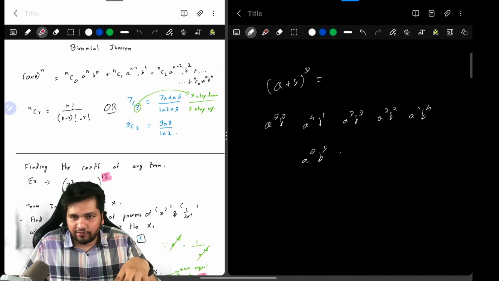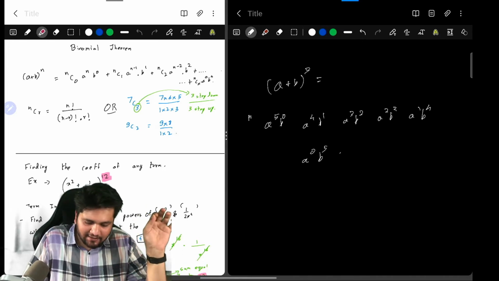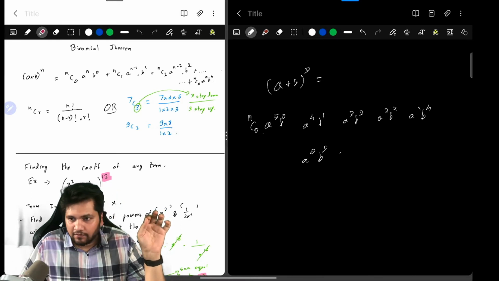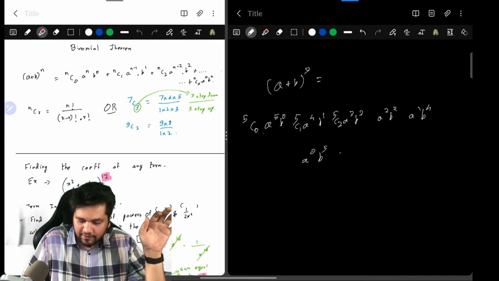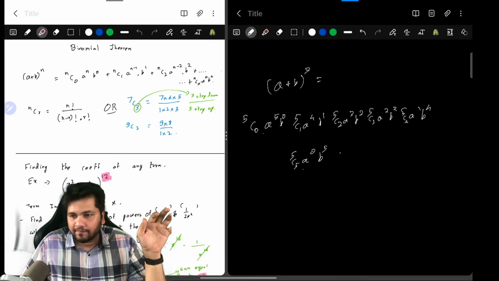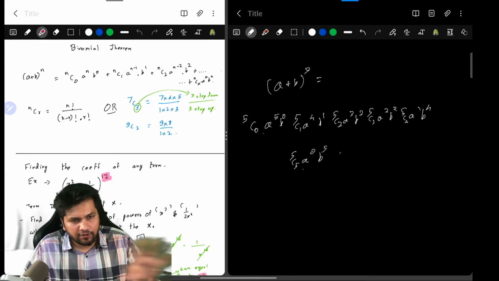Now just about the coefficient, we will start with nC0, whatever it is. In this case, since it is 5, it's going to be 5C0. Then next one, 5C1, 5C2, 5C3, 5C4, and 5C5. Done. Okay, obviously you know the combination formula.